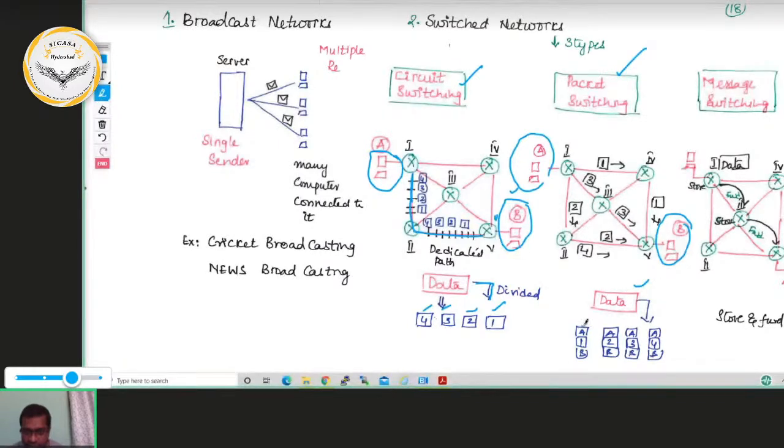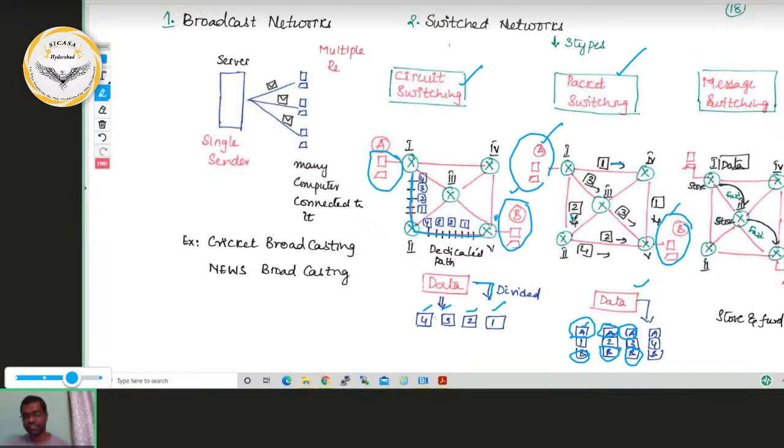For example, I want to transmit the data from A to B. So I divide the data into packets, and each packet should have a source address. Generally, it will be an IP address, source address and destination address, A and B. For each and every packet, we need to affix this A and B, which is nothing but the source and destination address. Once you affix the source and destination address, all the packets are released over a network, and each packet will take its own route to reach the destination.